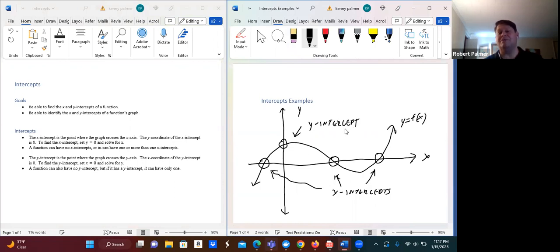So once again, not all graphs are functions. If a graph is a function, you can only have at most one y-intercept. But a graph that is a function can have as many x-intercepts as you want. You can also have none of either. Okay, so that's what an intercept is.